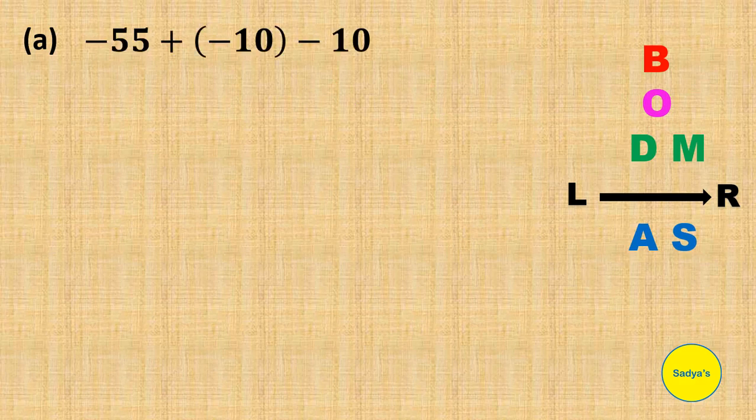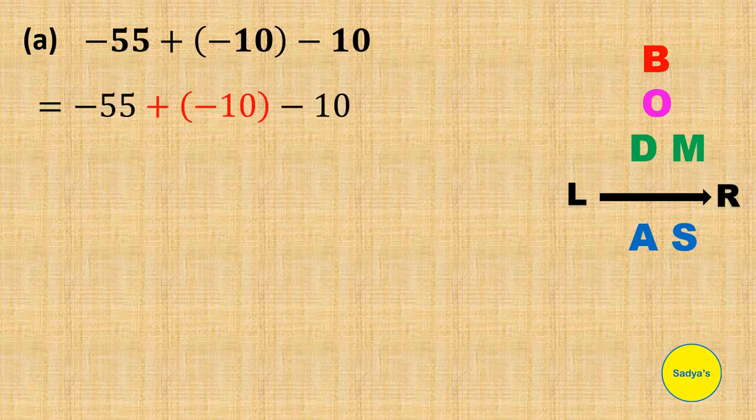First question is negative 55 plus negative 10 minus 10. I have written the acronym BODMAS on the right side. The colors used for each letter are very important, and we have used the same colors to show the operation. In this question, we can see a bracket, so we will solve this bracket first. And hence, I have written the content to be solved with red color. We know that positive into negative 10 is equal to negative 10. And the remaining content, negative 55 and minus 10, is written as it is.